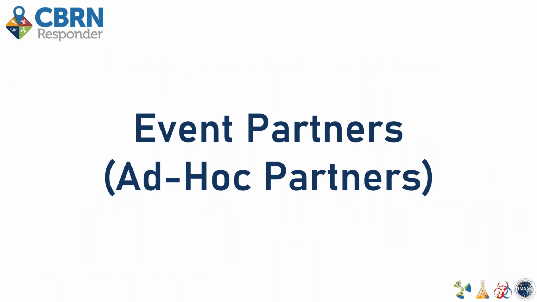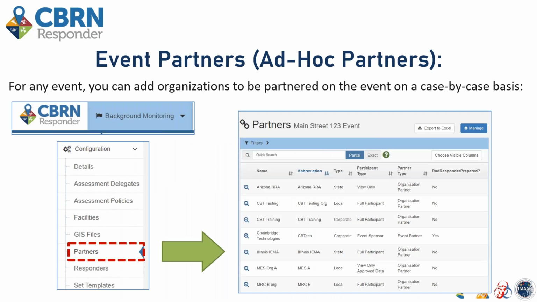Sometimes you don't want to set up a standing partnership with a particular organization, but let's say an incident does occur and they do need to be on your event. This is where the ad hoc partner or event partners is really going to come into play. From the event, you can add organizations to be partnered on the event on a case-by-case basis. You'll expand the configuration tab on the left-hand navigation menu and select partners.